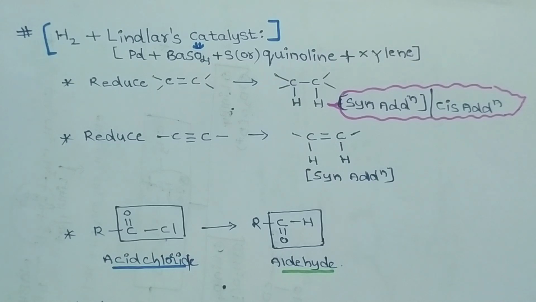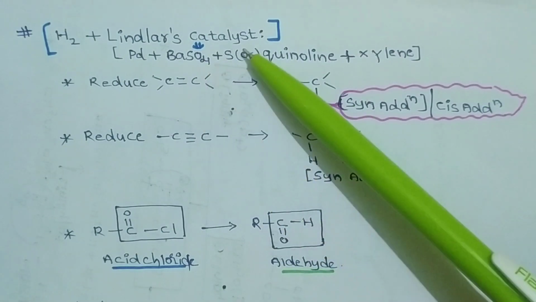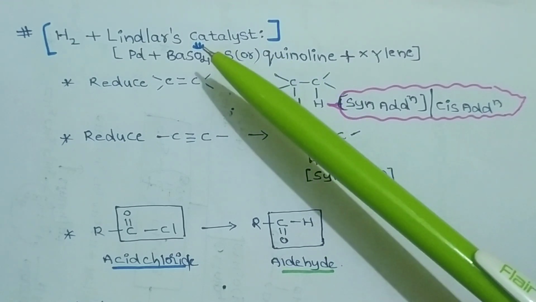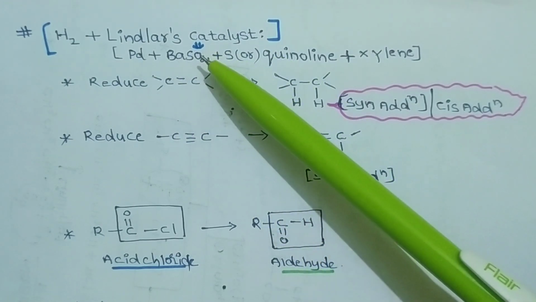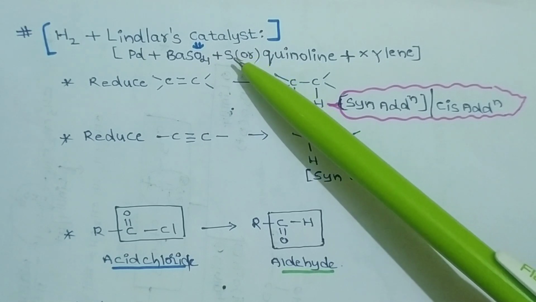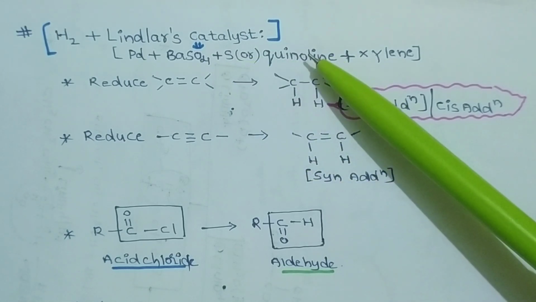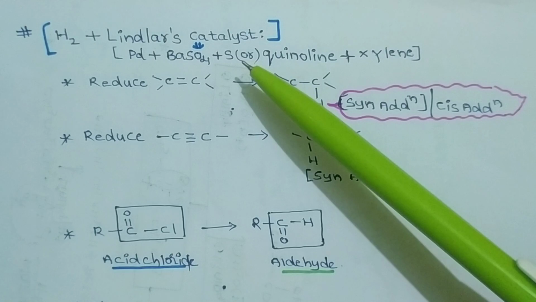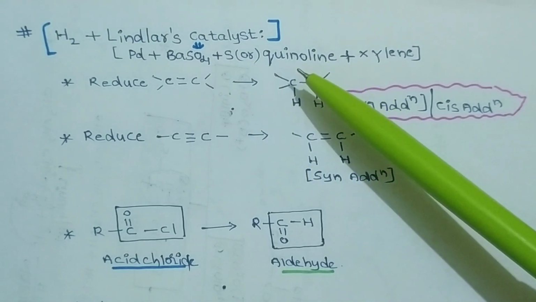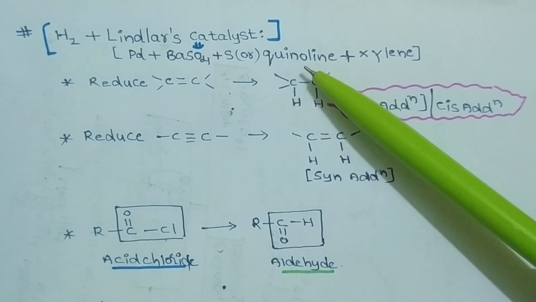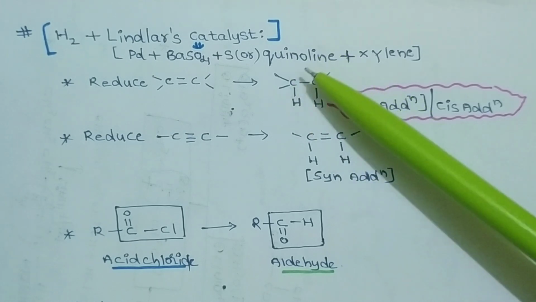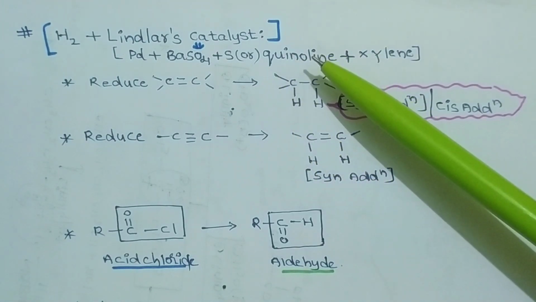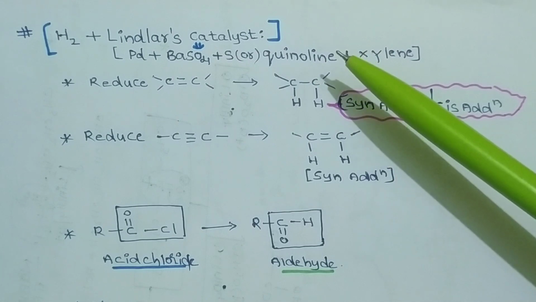In this video, we are going to discuss some more reducing agents. The first one is H2 plus Lindlar's catalyst. What is a Lindlar's catalyst? Palladium, barium sulfate plus sulfur or quinoline and xylene. Here, sulfur or quinoline will act as catalytic poisons. To stop the reaction at a particular stage, we use this sulfur or quinoline.